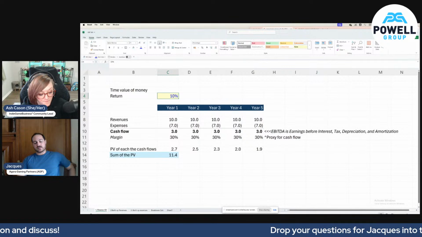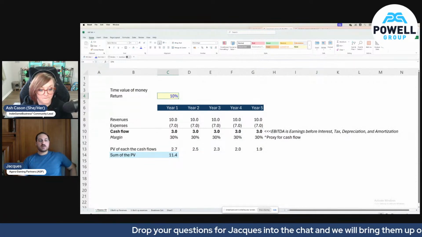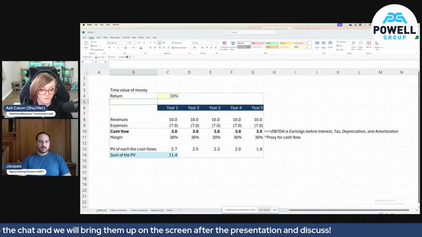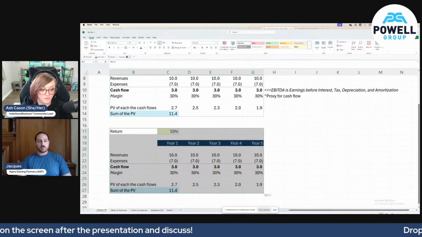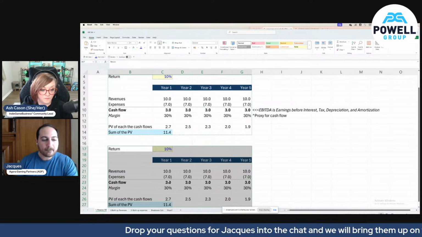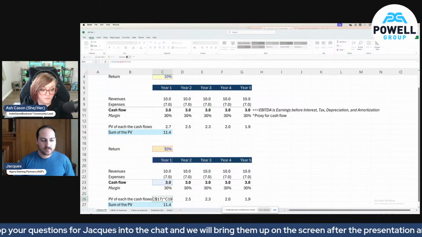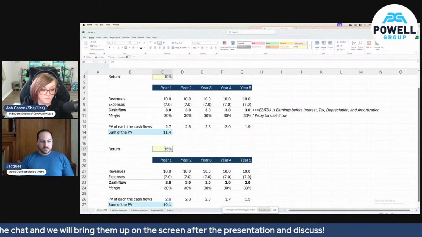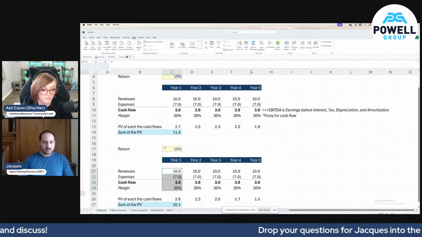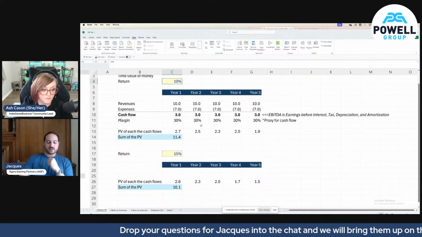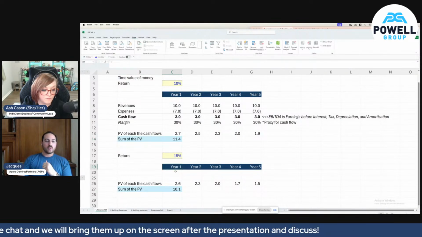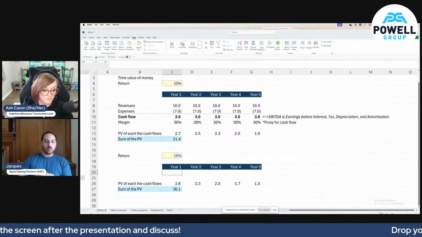So maybe instead of 10% return, I want more. I might want a 15% return on my money. And what has just happened is you'll see that the sum of the present value changes. So in this case, someone who only wants a 10% return on their investment, they would pay $11.4 million for the business. Whereas someone who sees or views the business as riskier would only pay $10 million.